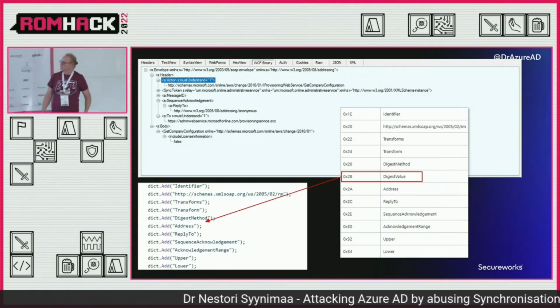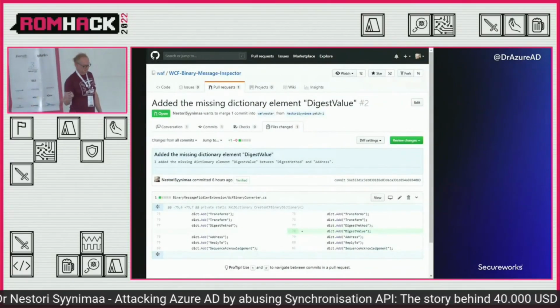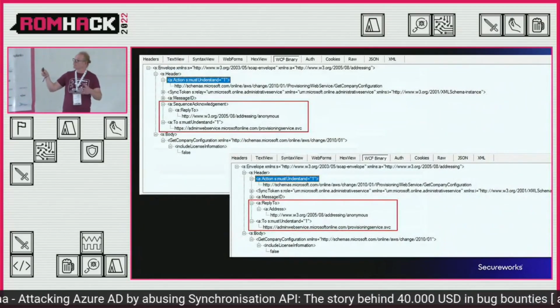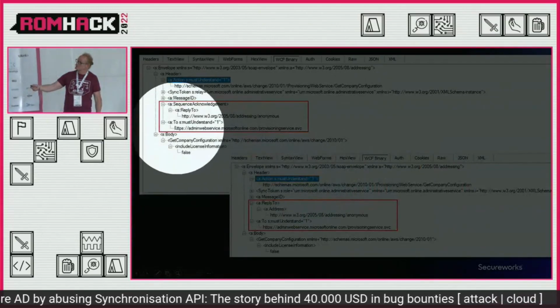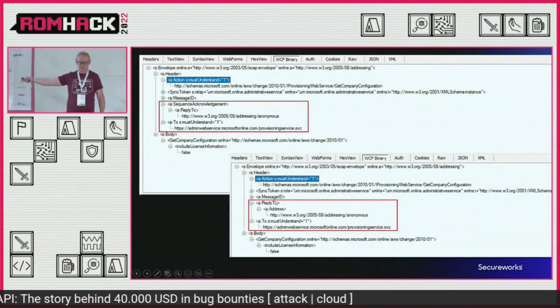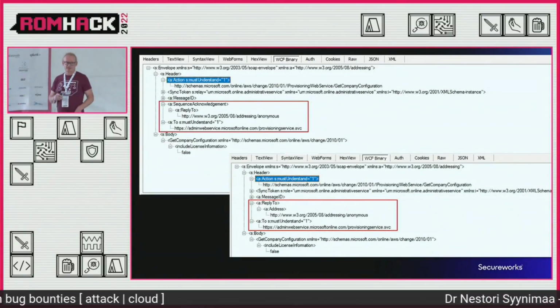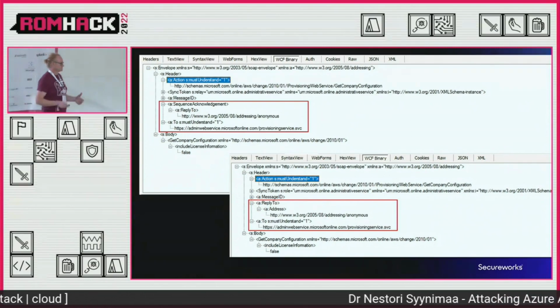Okay, so it was missing one value there. And I made a pull request and he fixed that. And finally, I was there. As you can see here, it's a difference. So here's a sequence acknowledge, and here is a reply to, and the one at the lower is the correct one. So now I was able to really see what's happening there.